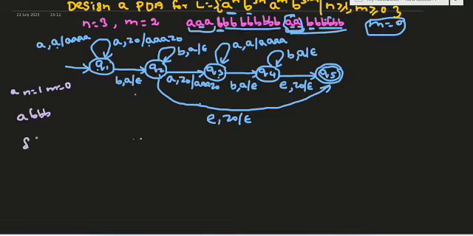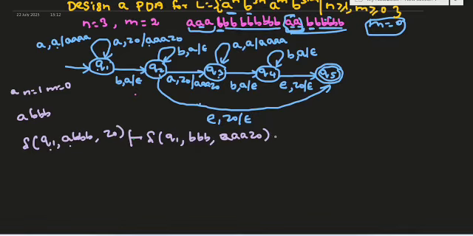Now what is the string? Delta of, initially we start from Q1. The input string we are having is A, B, B. Now the topmost symbol is Z naught. When the input is A, we stand in Q1, so we go to Q1 itself. So delta of Q1: this A goes off, and apart from that, we will be pushing 3 A's inside the stack. So we have B, B, B, Z naught, A, Z naught. 3 A's are pushed inside the stack.